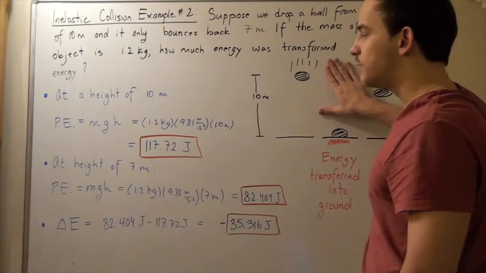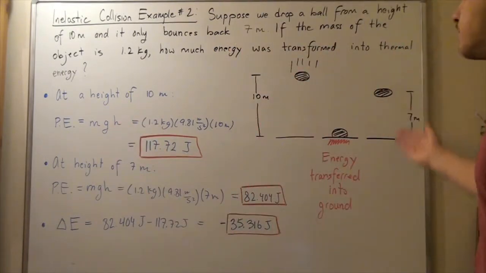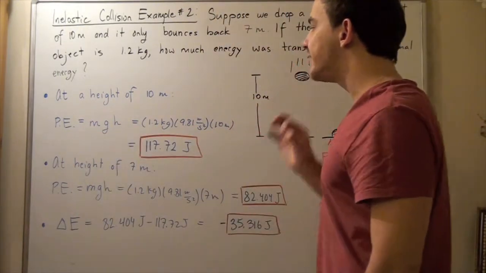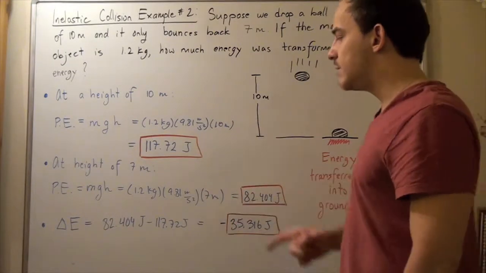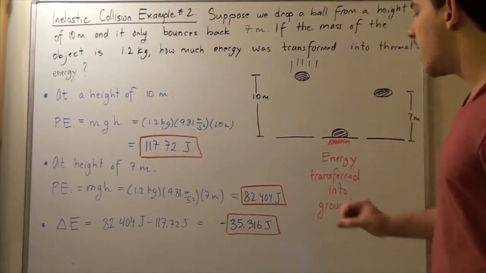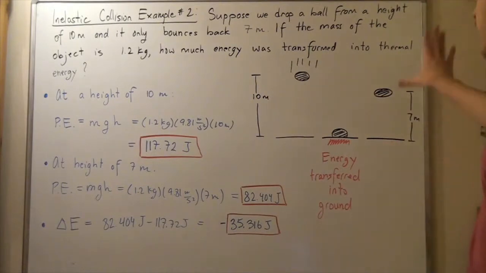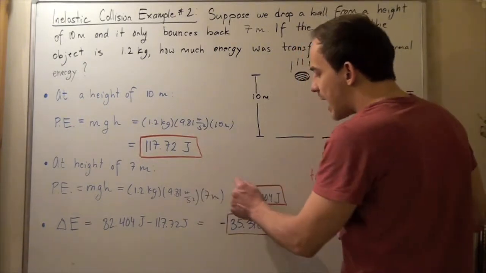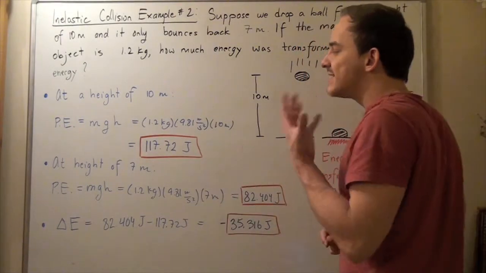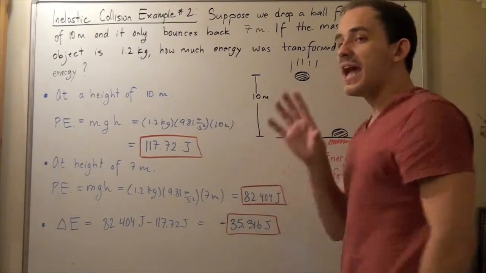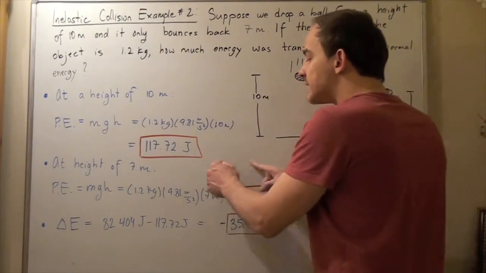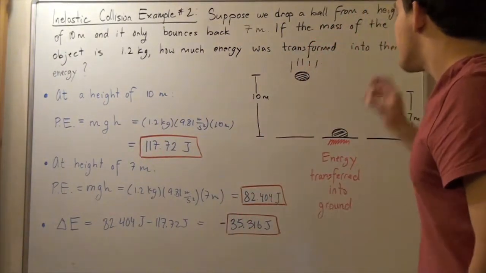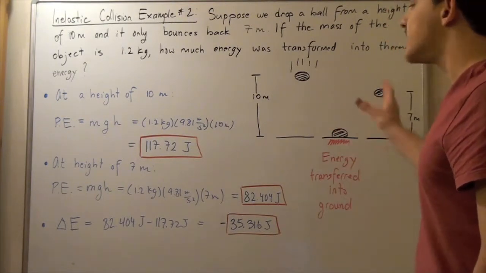At the final position, when our object bounces back to a height of 7 meters, we simply use the same formula, but now instead of using 10 meters, we use 7 meters. We plug that in, and we find that our energy at the final position is 82.44 joules. So note that these two are not equal. The second one is less. The final amount of energy is less. And that makes sense because some amount of energy, in fact the difference between the two, went into increasing the internal energy of our ground as well as of the object.